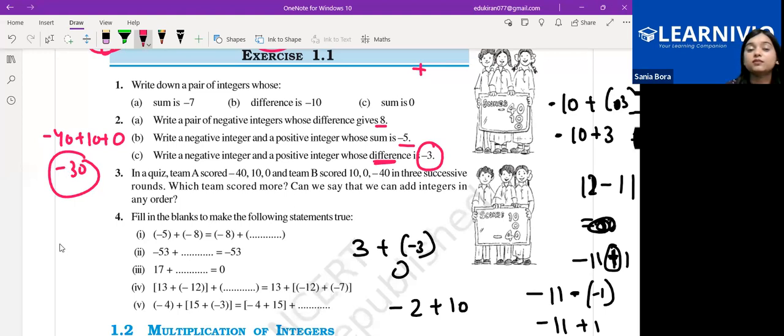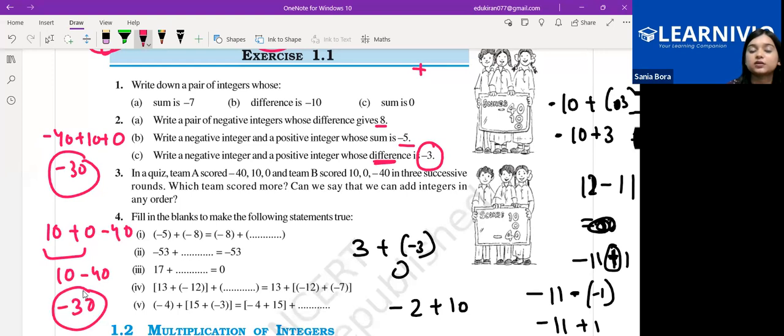And in this one, 10 plus 0 minus 40. So 10 plus 0 would give you 10, minus 40. So you got minus 30, and which is greater? This, so minus 30. Did everybody do it like this only? Or did anyone get the wrong formula? No. Right? Ma'am, I did a different formula.